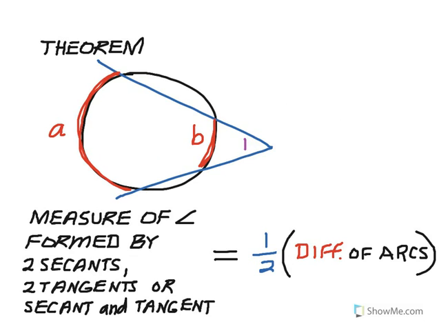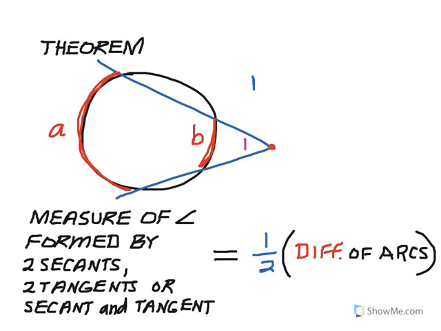The second theorem goes for whenever you have either two secants, two tangents, or a secant and a tangent that intersect a circle from some external point outside of a circle. The external angle that's captured, in this example angle 1, is equal to half the difference of the intersected arcs. So in this first diagram, I have two secants, and they are drawn through the circle from this exterior point right here.